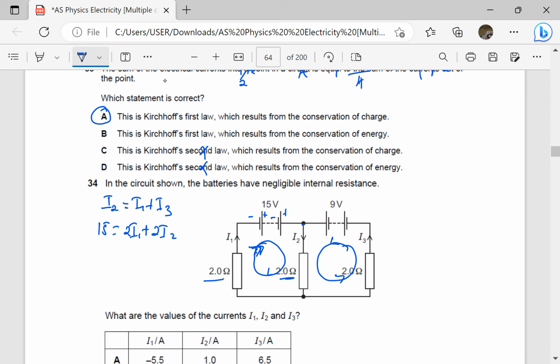Okay, so I can put this equation into this one. I'll put that equation into that one. So which one should I remove? Let me remove I2.